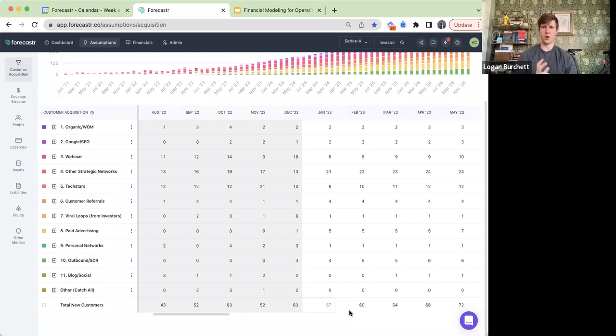And we even give you goals for how you're going to hit that 57 customers. So if I'm looking at, for example, these other strategic networks, right? We're saying that we want to get 21 new customers from strategic networks. How do we want to get that?